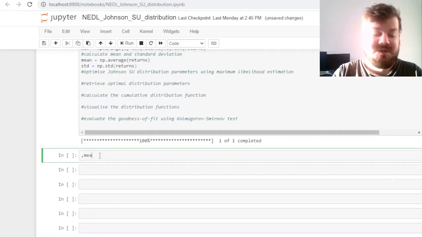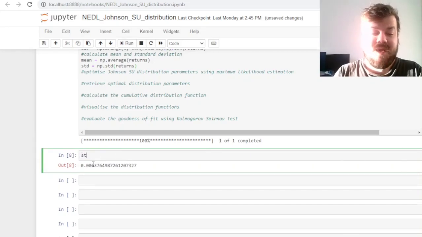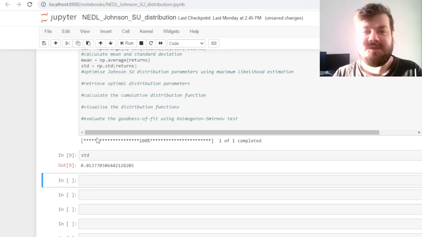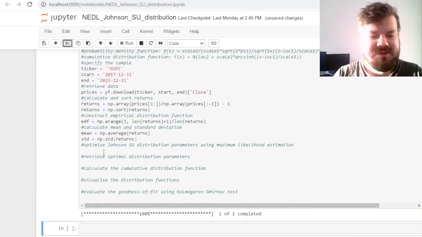Before that, we can actually see what the mean and standard deviation are. So the average return is around 4 basis points per day, which is quite typical. And the standard deviation, the daily volatility, is around 1.4%. Again, quite typical for stock indices.